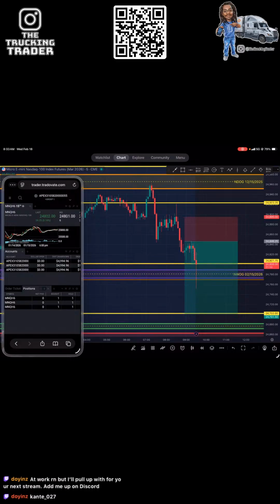So this box right here, I just mostly use this box on my chart to see risk to reward. I am not actually in the trade right now.